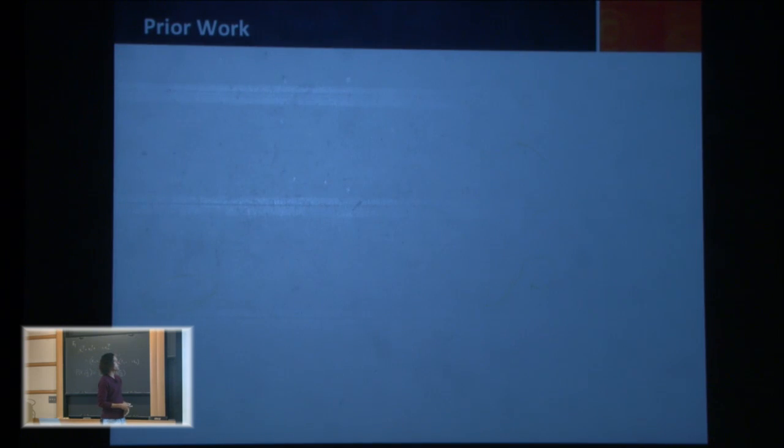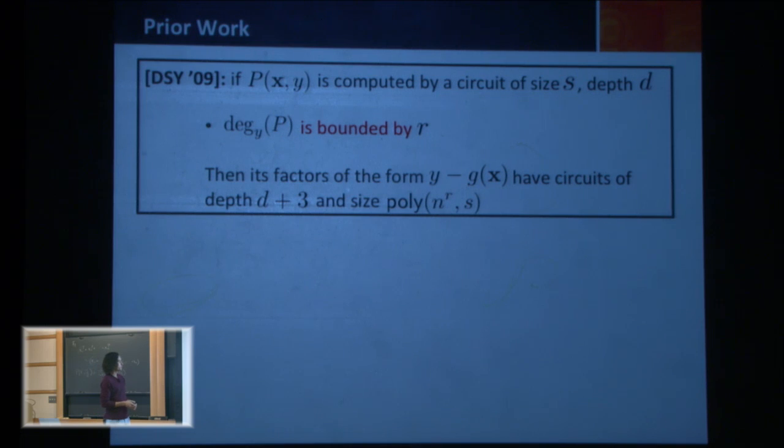Okay, so prior to this work, on bounded individual degrees, there's the result of Dvir, Shpilka, and Yehudayoff, where they say that if P(x1, up to xn, y) is computed by a circuit of size S and depth D, and the degree in y of P is bounded by R, then its factors of the form y minus g(x), which I'll call roots of the polynomial P, have circuits of depth D plus 3 and size polynomial in n to the R and S.